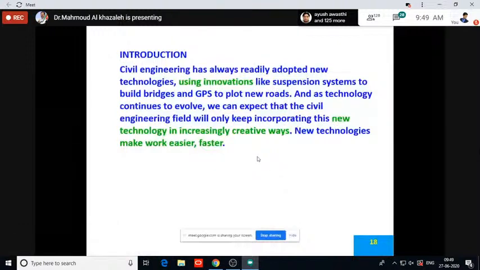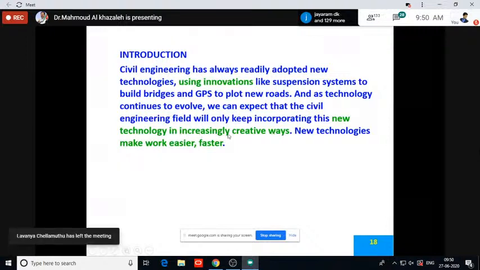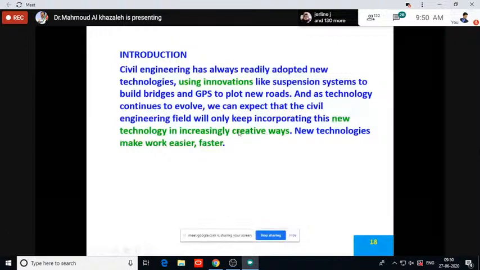Introduction about the recent trends. Civil engineering has always readily adopted new technology using innovations. Today, innovations are required for development of construction technology, like suspension systems for the bridge while we are building the bridge, and GPS used for the work, for the roads, for other things. And we know that new technology is increasing in a creative way. So creativity is there, and then the latest technology used in construction. New technologies make work easier and faster.